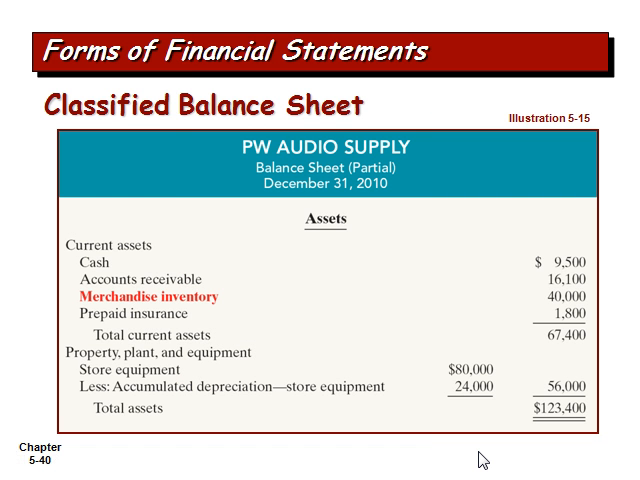On a classified balance sheet, we now have this new account, merchandise inventory. You can see that it shows up normally after accounts receivable. It's typically less liquid. It'll take longer to convert to cash than accounts receivable.